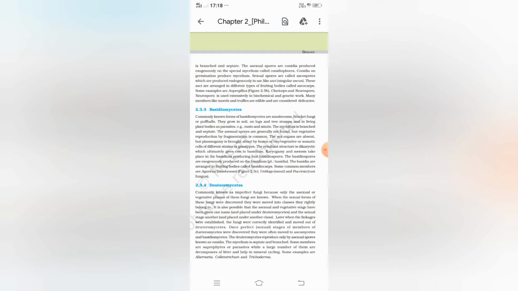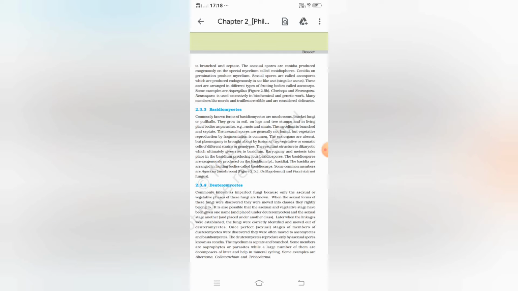2.3.3 Basidiomycetes. Commonly known forms of Basidiomycetes are mushrooms, bracket fungi or puffballs. They grow in soil, on logs and tree stumps, and in living plant bodies as parasites, for example rusts and smuts. The mycelium is branched and septate. The asexual spores are generally not found, but vegetative reproduction by fragmentation is common. The sex organs are absent, but plasmogamy is brought about by fusion of two vegetative or somatic cells of different strains or genotypes. The resultant structure is dikaryotic, which ultimately gives rise to basidium.